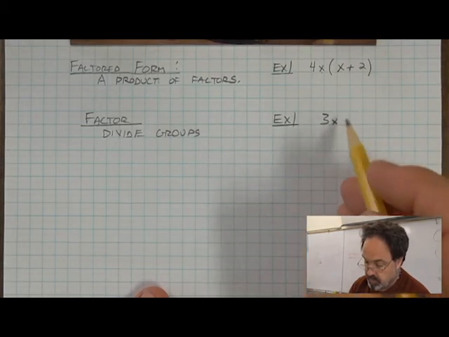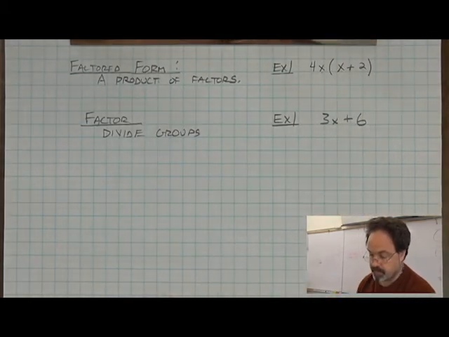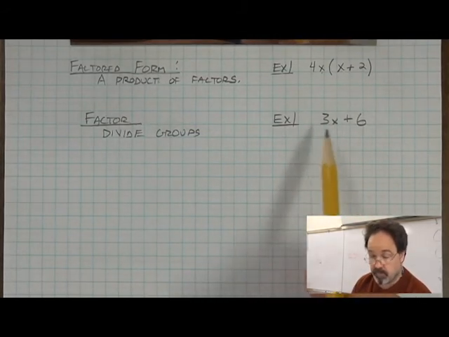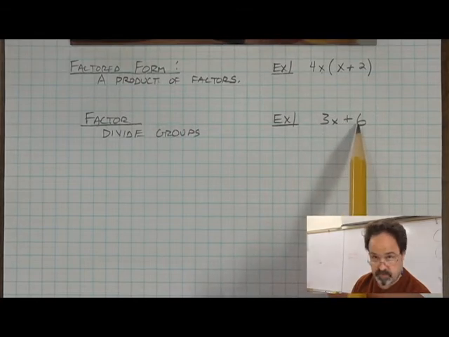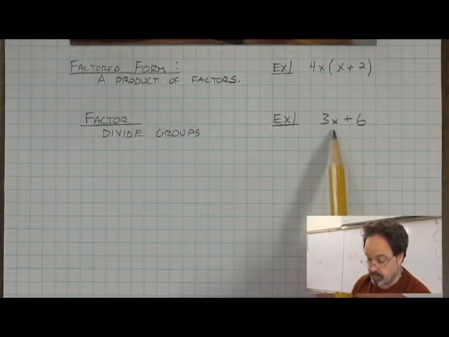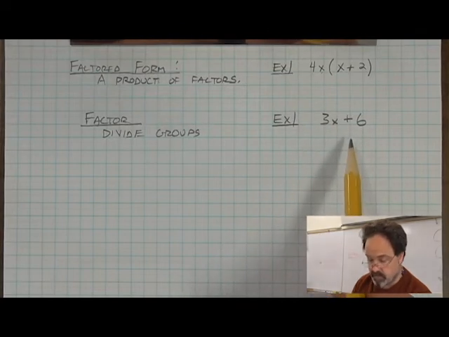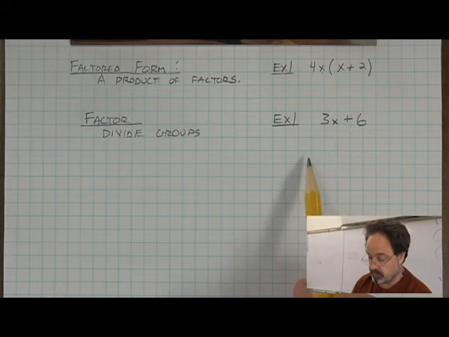If I write the expression 3x plus 6, this is in distributed form. It's the sum of two terms. The terms are 3x and 6. We can think of these as groups, the 3x and the 6 as two different groups. It's not in factored form because I can change this to show it as the product of two groups.